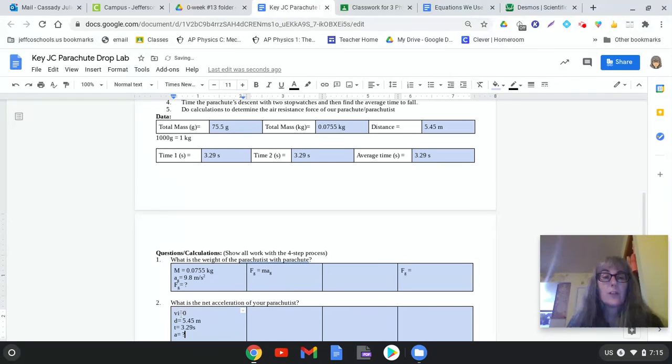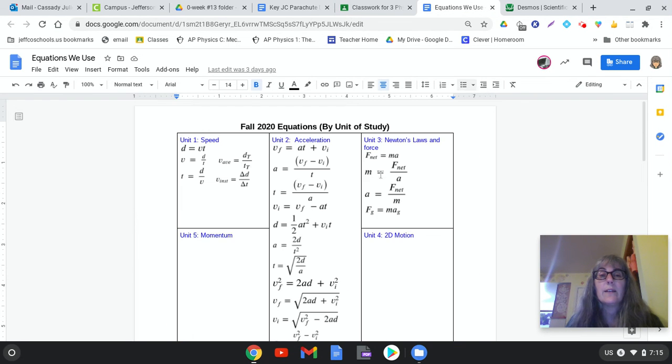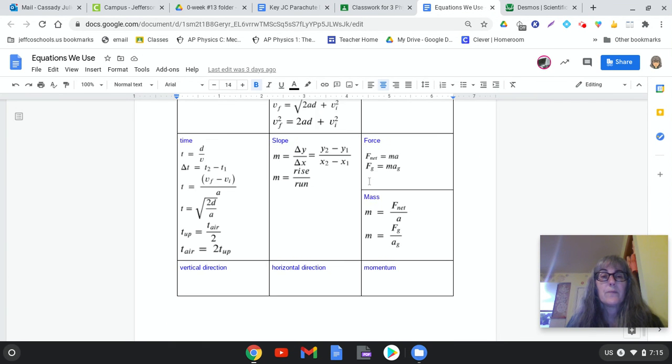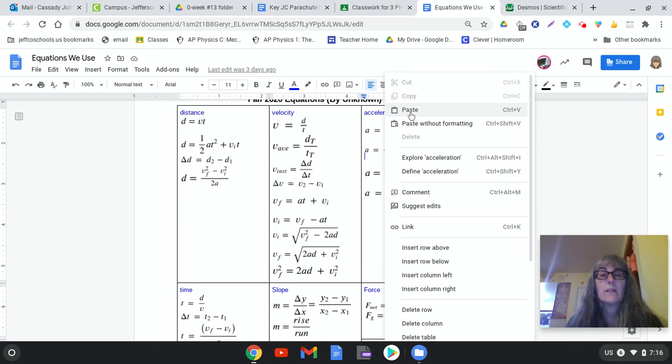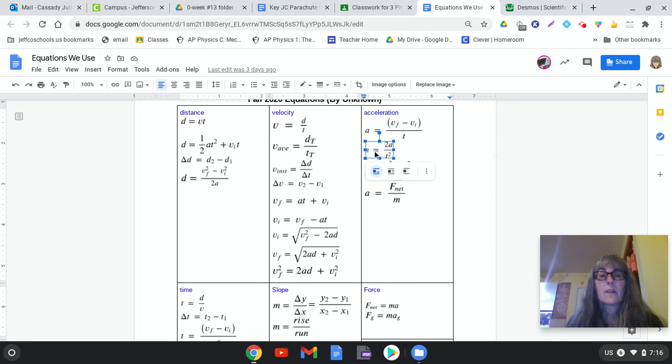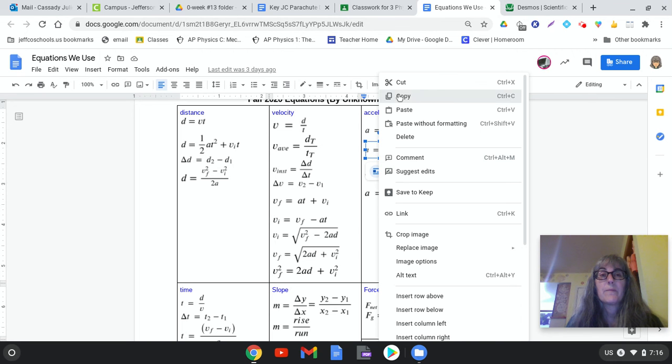And so we need an equation that will use all of these things. If we go to our equation sheet again and look for acceleration, you can see that we have v final minus v initial over t. We don't know v final, so that doesn't work. But the second equation here is 2d over t squared, and that's exactly the givens that we have. We have distance and we have time, so that looks like a good one. So I'm going to go ahead and copy that.